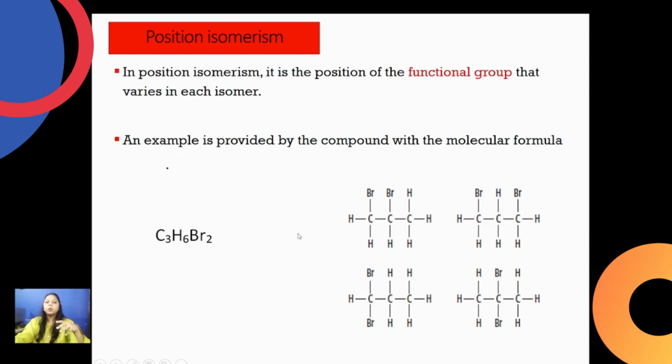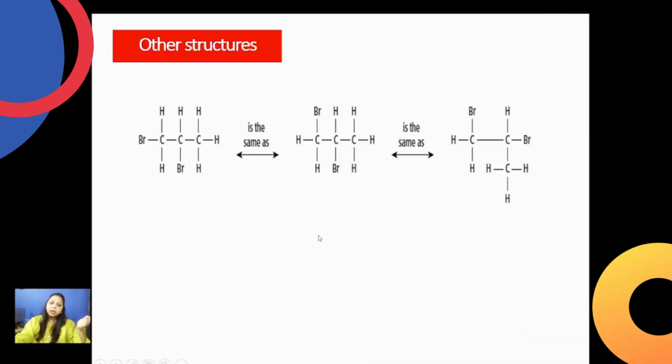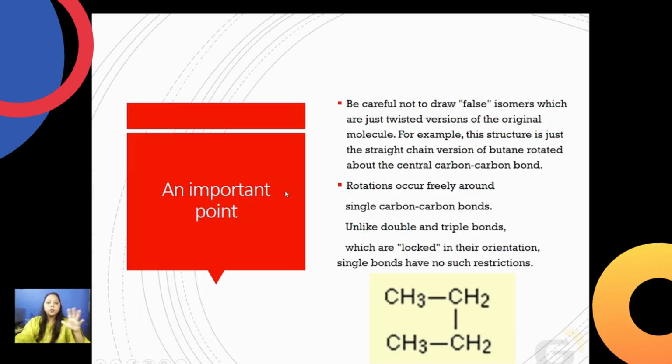For the position isomer, when we change the position, like when we have halogens, we can place them on another position. Look over here, we have bromines on consecutive or adjacent carbons, but here we have bromines on non-adjacent carbons. So we can easily draw the structure by changing the positions. Then there are some other examples given which we will learn further.